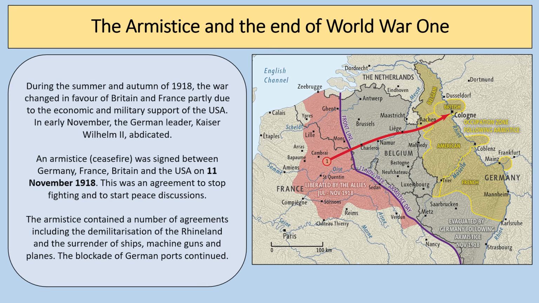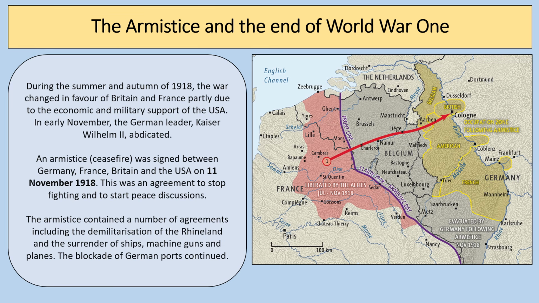This, combined with the economic impact of the British blockade of German ports, had led to lots of problems in Germany, and it created the pressure which meant that the German leader, Kaiser Wilhelm II, abdicated in November 1918. Now, an armistice was signed between Germany, France, Britain and the USA on the 11th of November 1918. Now, an armistice is simply an agreement to actually stop the fighting and to begin the peace discussions.